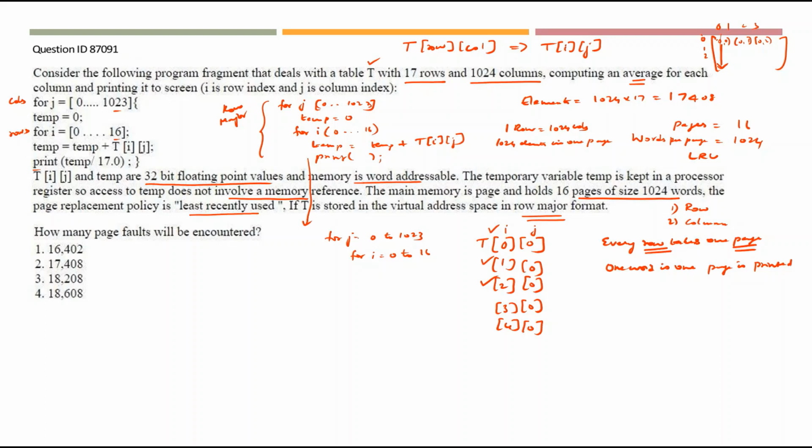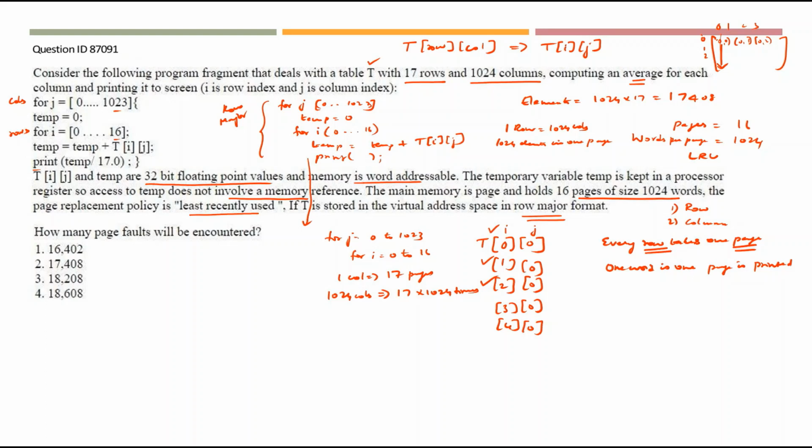So how many times do I access the pages? For one column, I am accessing 17 pages. What about 1024 columns? I will be accessing 17 into 1024 times. So for printing content from one column, I am referring to 17 pages.